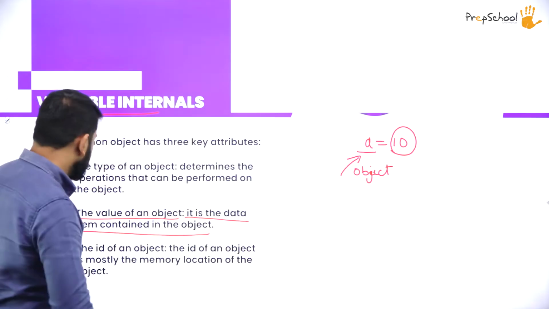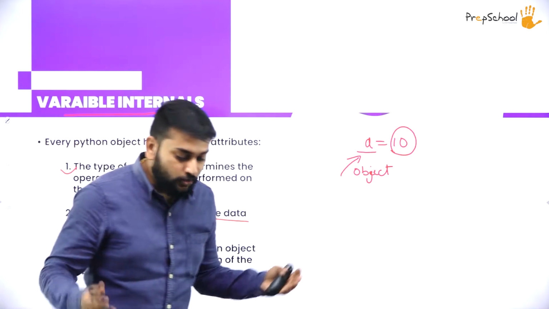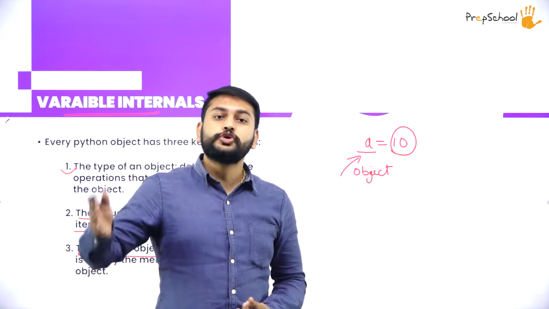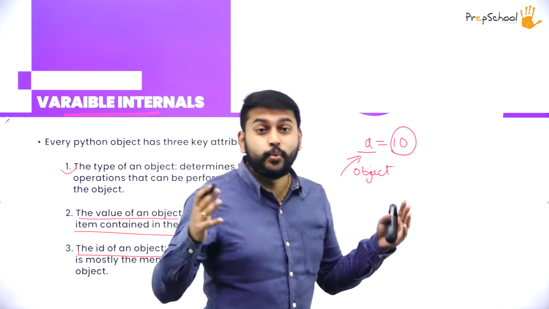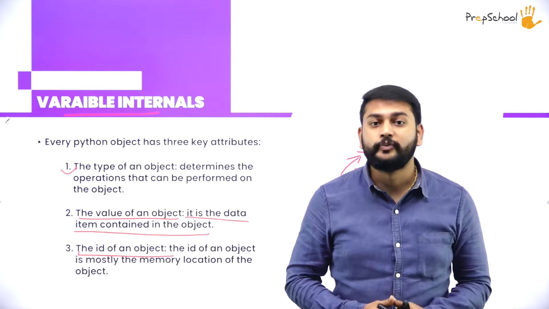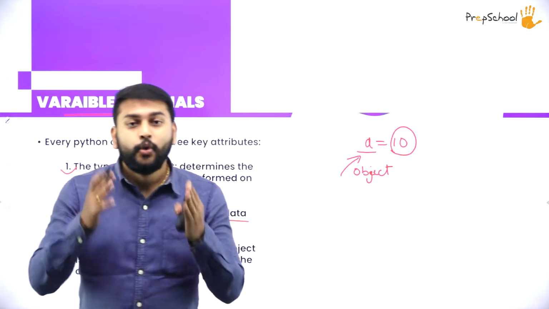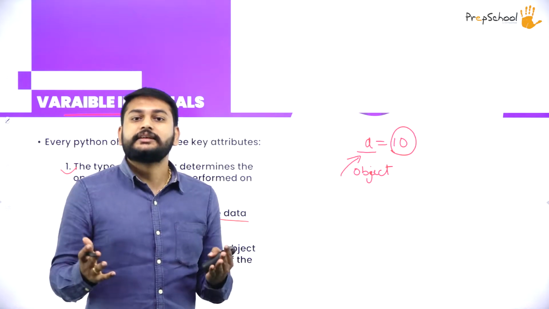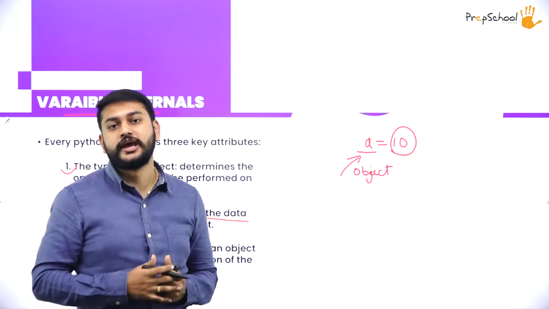The last one that you should remember is the ID of an object. Why do we have this ID? To uniquely identify any object in the memory location, we need the ID of an object. So these are the key attributes that you should remember with respect to the variable. Another name for a variable in Python that I would like to use is object.